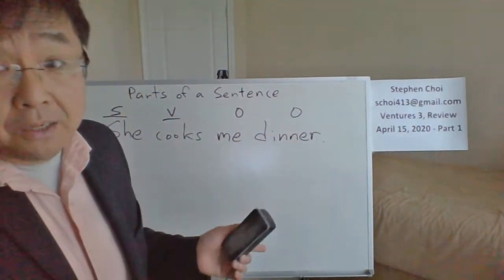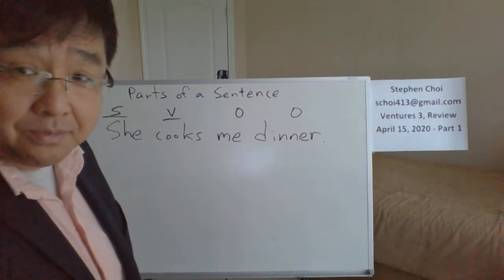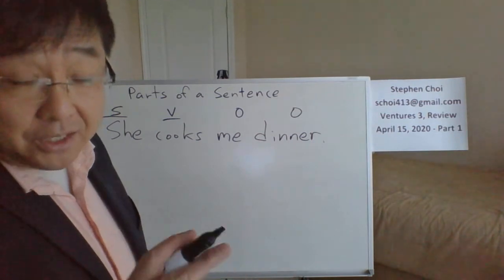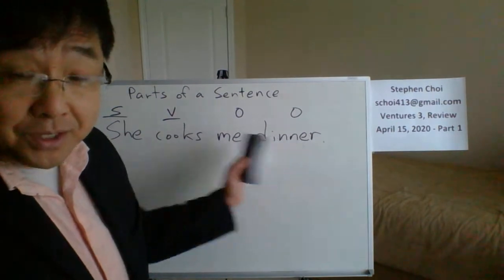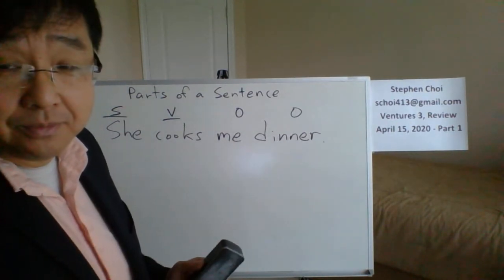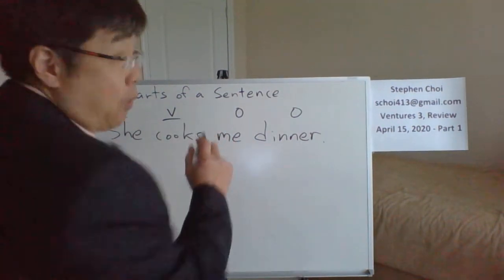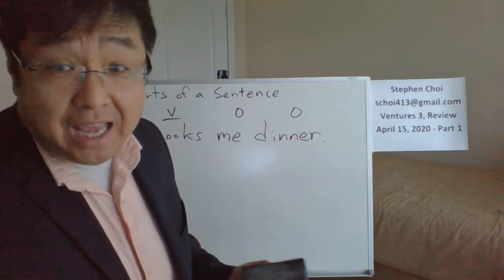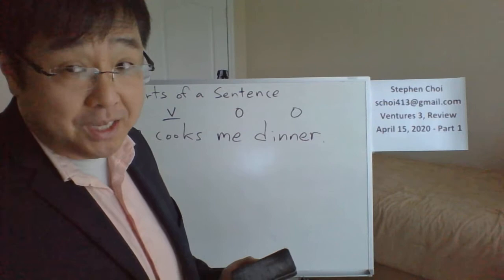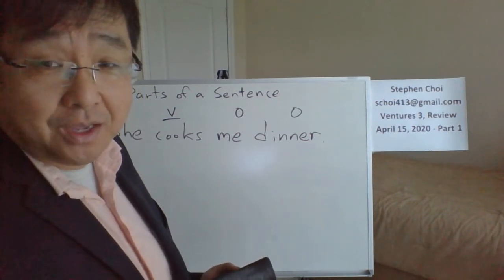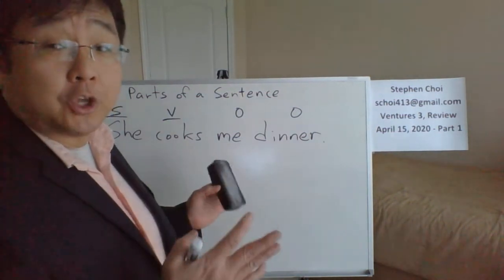Are they the same kind of objects or are they different kinds of objects? What do you think? Exactly, they're different objects, okay? Do you know what the difference is, or do you know the names of these two different objects? Yes. One of them is the direct object, and the other one is the indirect object. Which one is which? Which one is the direct object?